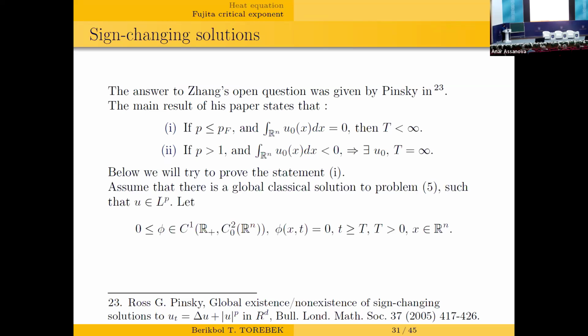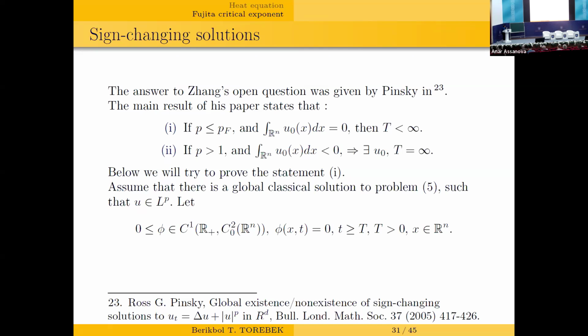For this, we use the test function method. It's a very famous method. I don't know who used it the first time, but for the Fujita type critical exponent, it was first used by Deng and Spruck in 1981. And later it was developed by Italian mathematicians on the Heisenberg group for elliptic equations. And also for parabolic equations, it was developed by Pokhozhaev, Mitidieri, and Ki-chan.